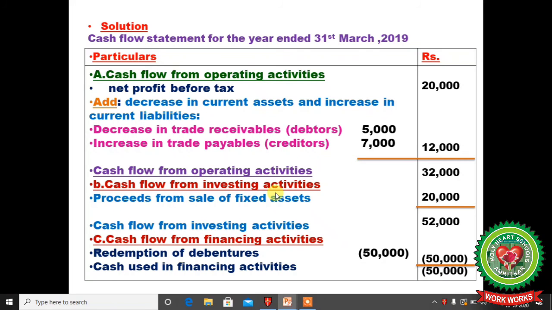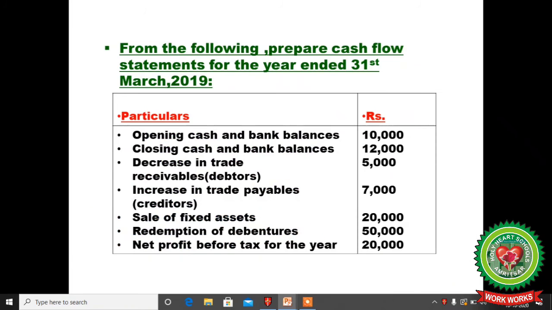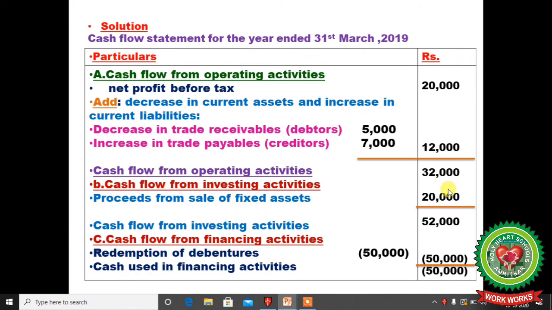Now it's time for the second part, cash flow from investing activities. Investing means sale of fixed assets. Check the statement. Any sale of fixed asset? Yes, this one. Sale of fixed asset here 20,000. Record 20,000. Add up 32,000 plus 20,000, 52,000. The cash flow from investing activities here is 20,000, and the third portion is cash flow from financing activities.